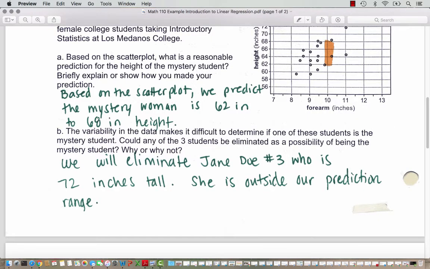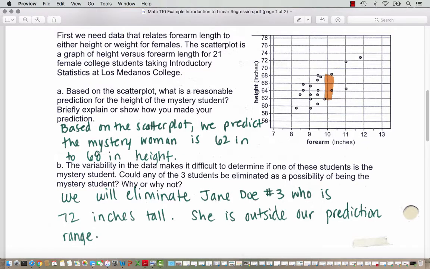The variability in the data makes it difficult to determine if one of these students is a mystery student. Could any of the 3 students be eliminated as a possibility of being the mystery student? Why or why not? So I believe that we will be able to eliminate Jane Doe number 3, who's 72 inches tall. She's outside our prediction range. So since the other 2 candidates fall within that prediction range of 62 inches to 68 inches, I think we can reliably say it's probably not Jane Doe number 3. If we look up at outputs of 72 inches, those look like they correspond to forearm lengths of 11 or 12 inches.